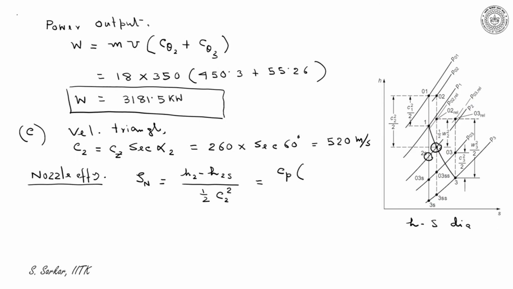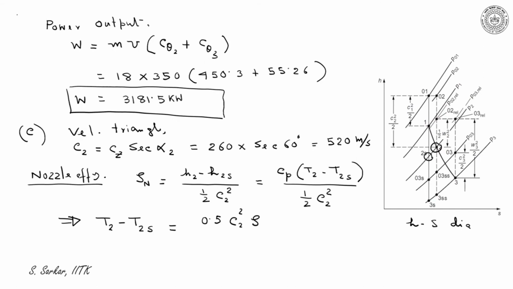Cp into T2 minus T2s divided by half C2 square, or I can write T2 minus T2s, the actual and isentropic temperature difference at the end of the nozzle, is equal to 0.5 C2 square into zeta n divided by Cp.